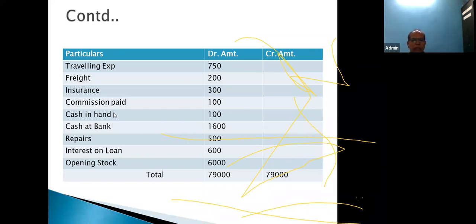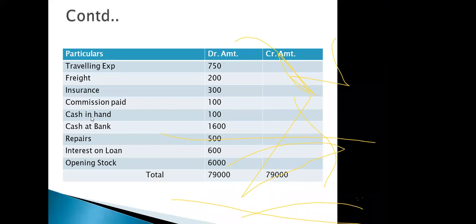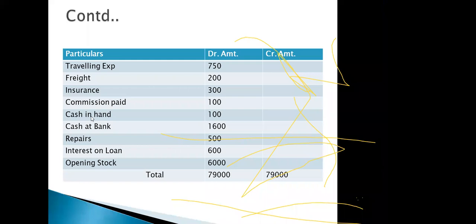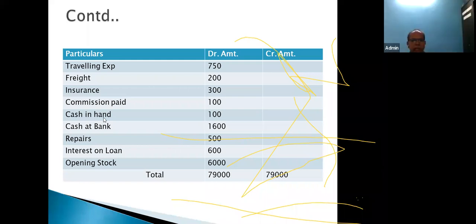Written? Yes, sir. Now next. Please read out the next item and tell me the effect of this item. Asset side. Yes, cash in hand, balance sheet, asset side. So go to your balance sheet format, and then under asset side write cash in hand 100.